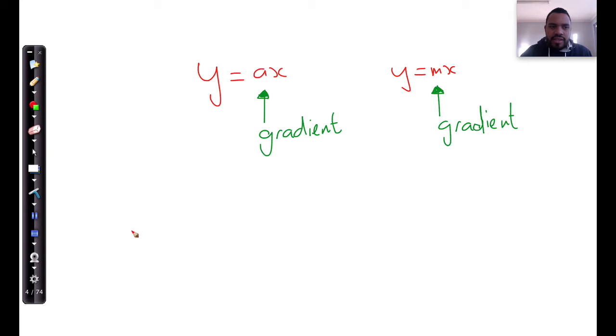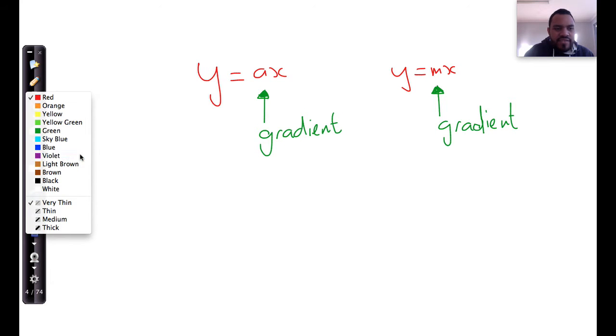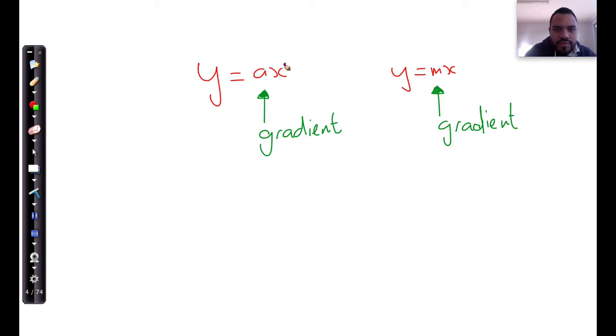We are now looking at the properties of the gradient, right? So you've now seen y equals mx or y equals ax, and you've seen that the power of x is 1, right? When you see that, you know that we are dealing with a linear function or a line, also called a straight line. Now, very importantly, let's talk about these properties of the gradient.